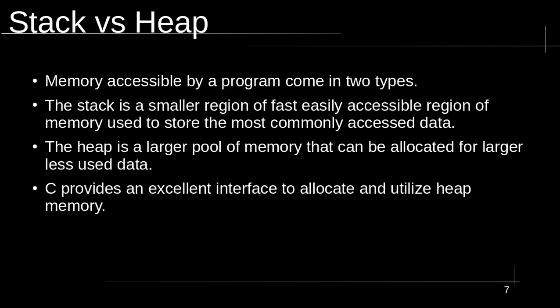The second type of memory is the heap. The heap is a much larger part of memory that can be dynamically allocated as needed, meaning you can request it at runtime when you need it, but it is much slower to access than the stack. The heap is used to store larger, less frequently accessed data. C offers a great interface to allocate memory on the heap and to use it in your programs.